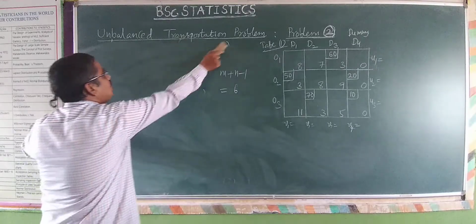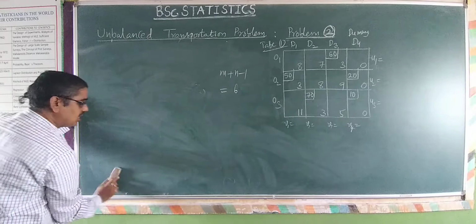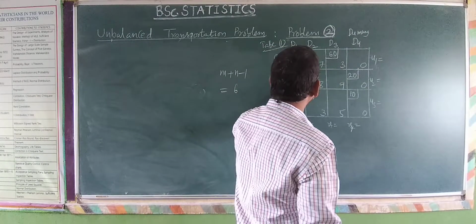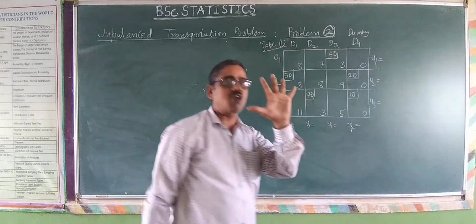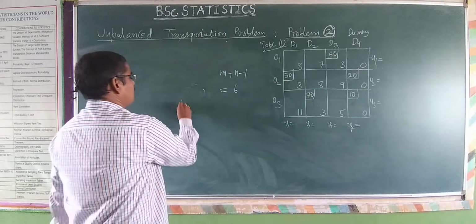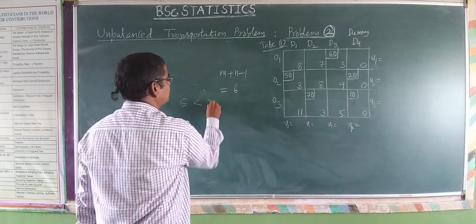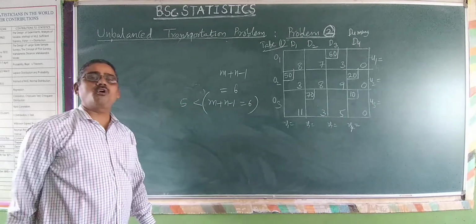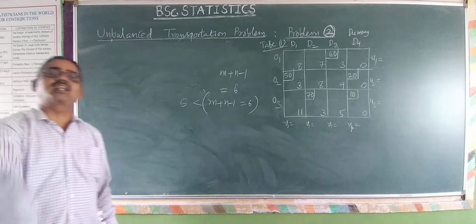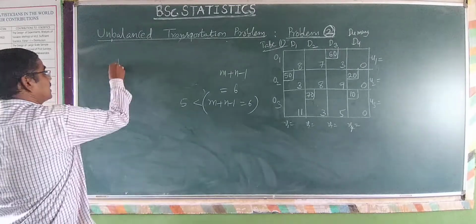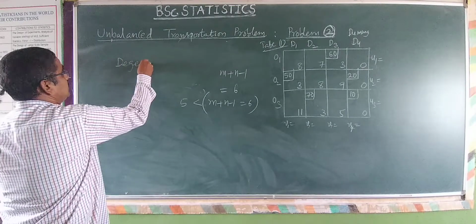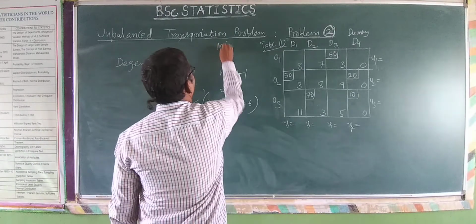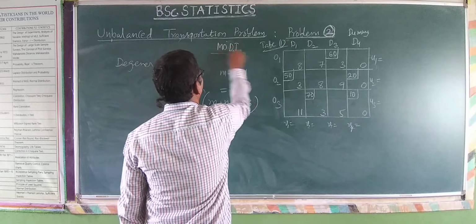So on this one, you observe here 1, 2, 3, 4, 5. There are 5 only. That is, the number of basic cells 5 is less than m plus n minus 1, which is 6. So therefore, it is a problem of degeneracy. Which means degeneracy, which means we have to apply the Modi method.